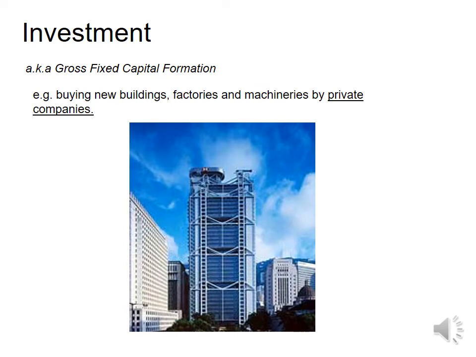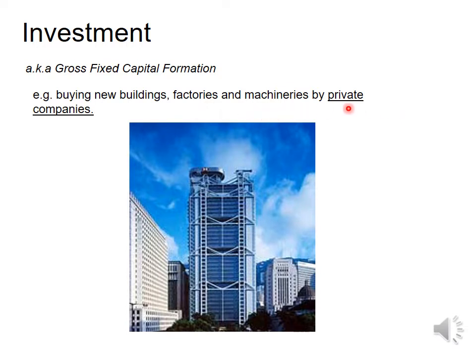Now, the private sector, the private companies, when they spend, what do they spend on? They could be spending on buying new buildings, investing in new factories and machineries. This is known as investment. Many professional journals and economic books will tell you that this is also known as gross fixed capital formation, but the meaning is the same, it's investment. So it's when companies invest, spend to enlarge their production, such as building new factories and machineries.